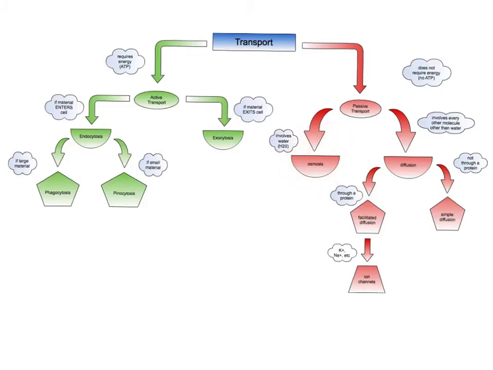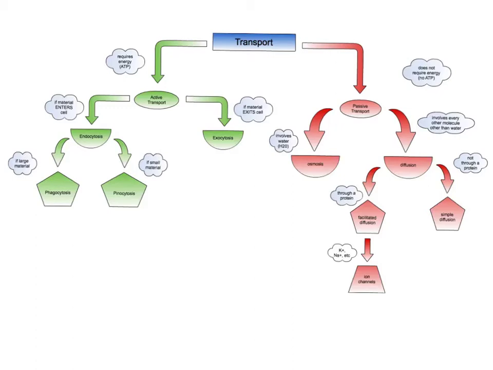Here, water can pass through the phospholipid bilayer kind of on its own. It's a very small particle. Then we have the idea of diffusion. Now, you've got simple diffusion, again, which is that movement across the cell membrane on its own, not through a protein. It's simple. So it passes through on its own from an area of higher concentration to an area of lower concentration.